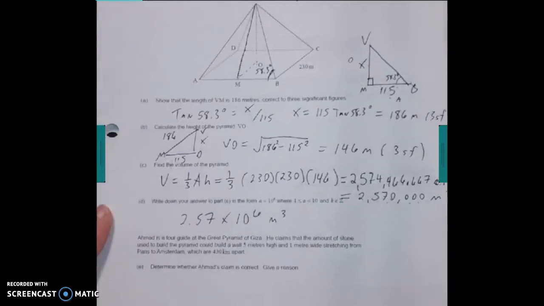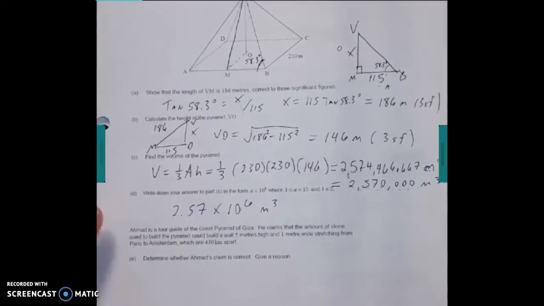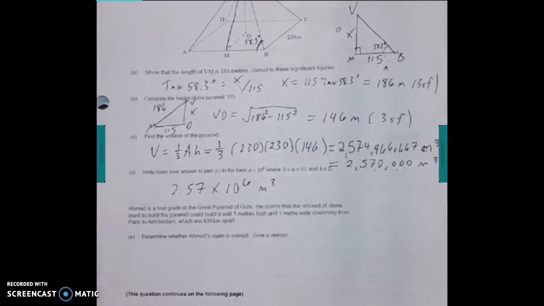Okay, we're almost to the bottom of this. This is obviously a paper 2 question, that's why it's got so many parts to it. Ahmad is a tour guide at the Great Pyramid of Giza. He claims the amount of stone used to build the pyramid could build a wall 5 meters high and 1 meter wide, stretching from Paris to Amsterdam, which are 430 kilometers apart. Determine whether Ahmad's claim is correct.